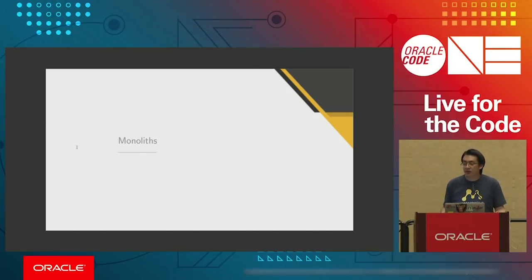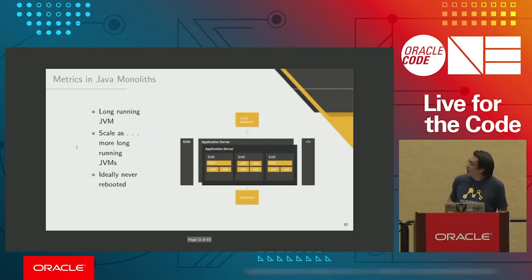How do you monitor monoliths? Any of you have some idea on how do you get the state of your application in monoliths? How do you do it at this time? JMX, anyone is using JMX? Okay, there is a user of JMX. Any other implementation? Okay, so let's discuss this.